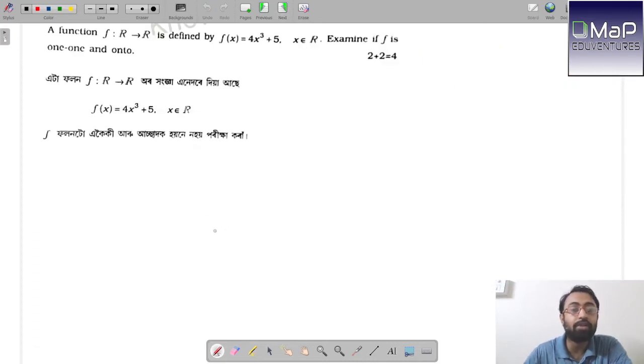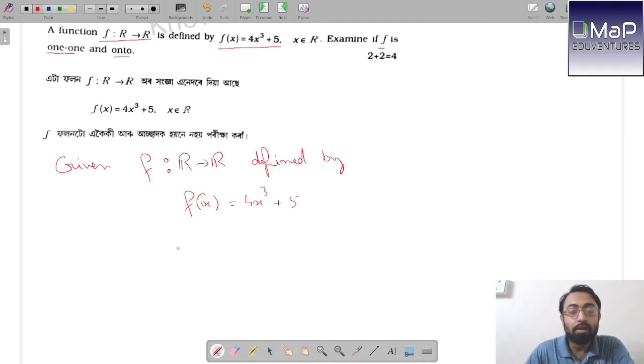All right, so the next question is: a function f from R to R is defined as f(x) equals 4x cubed plus 5. Now examine if f is one-one and onto. So we have to examine if f is one-one and onto. So we start with the given. Okay, so this is our given part of the function. Now let us move on to one-one.